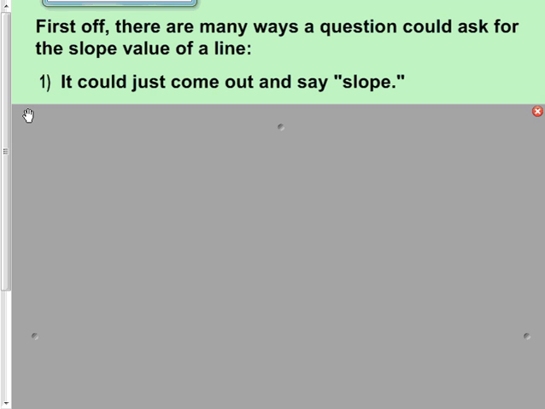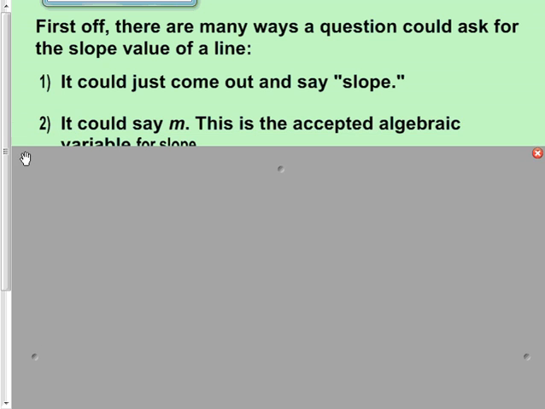First off, obviously, they could come out and say slope. However, I think that's a little bit unrealistic at this stage of the game. If we were in pre-algebra or maybe even algebra 1, they might ask for slope. But these days, with us being in algebra 2, they're probably going to use something a little bit more technical than just the word slope.